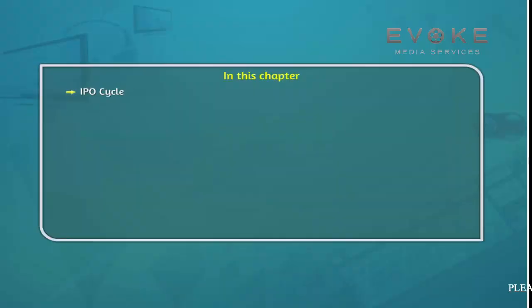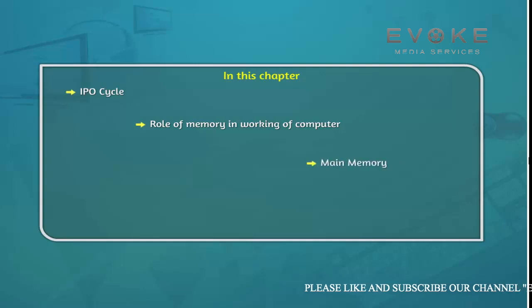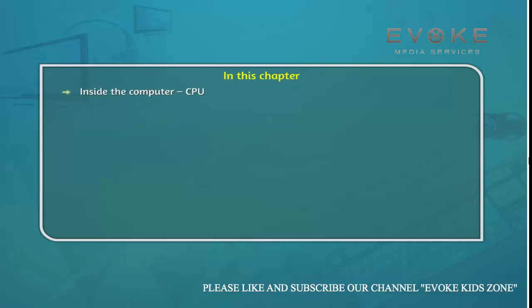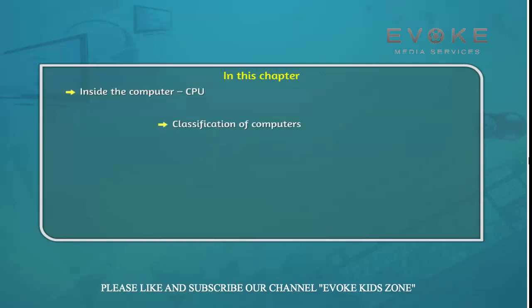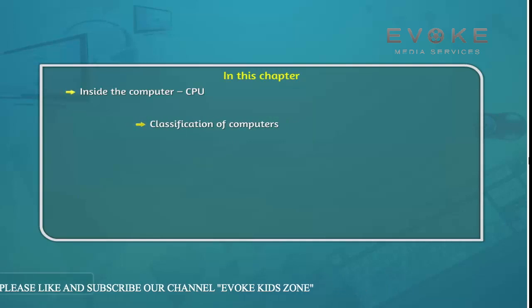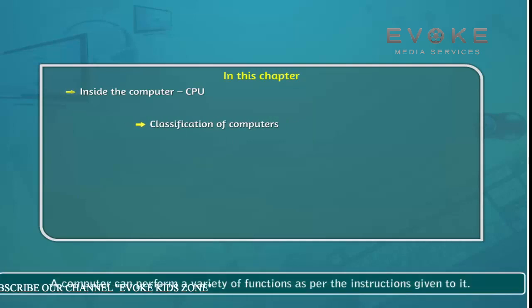IPO cycle. Role of memory in working of computer. Main memory. Inside the computer, CPU. Classification of computers. A computer can perform a variety of functions as per the instructions given to it.